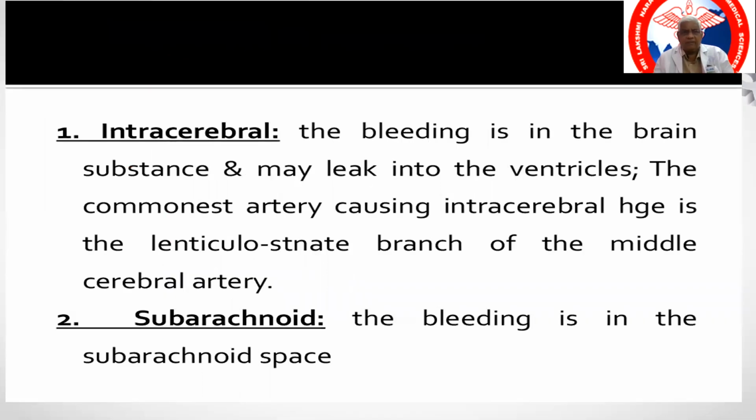Intracerebral and subarachnoid hemorrhage: in intracerebral, the bleeding is in the brain substance, mainly extending into the ventricles. The commonest artery causing intracerebral hemorrhage is the lenticulostriate branch of the MCA, the middle cerebral artery. Then second comes the subarachnoid hemorrhage, where the bleeding is in the subarachnoid space.